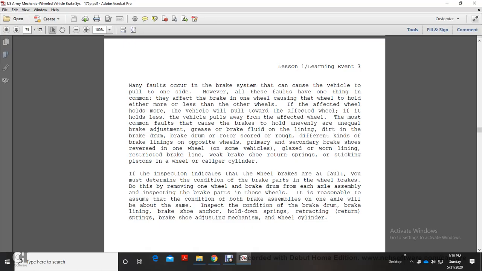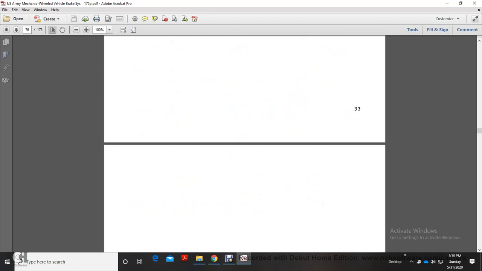If the inspection indicates a wheel brake is faulty, you must determine the condition of the brake parts by removing the wheel and brake drum on each of the axles. It is reasonable to assume the condition of both brake assemblies on one axle will be the same. Inspect the condition of the brake drum, brake lining, brake shoes, anchor, hold-down springs, retraction and return springs, adjusting mechanism, and wheel cylinder.